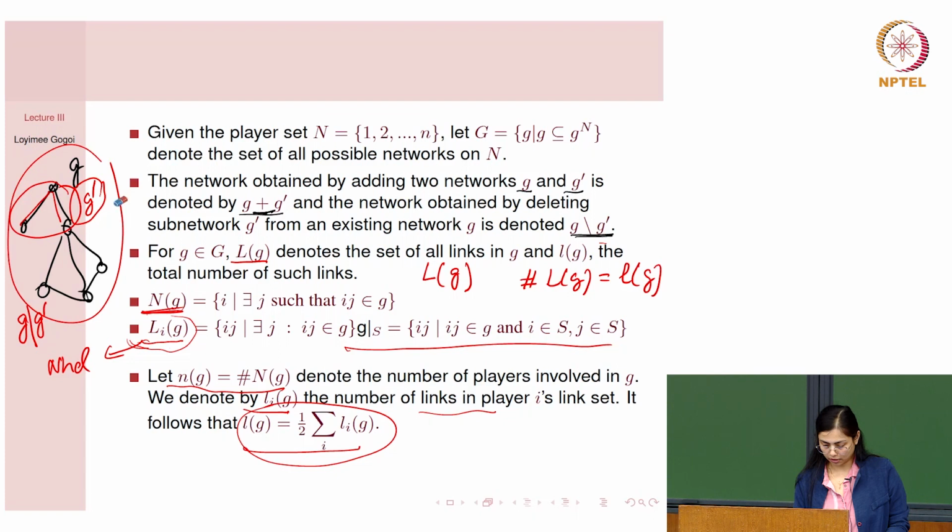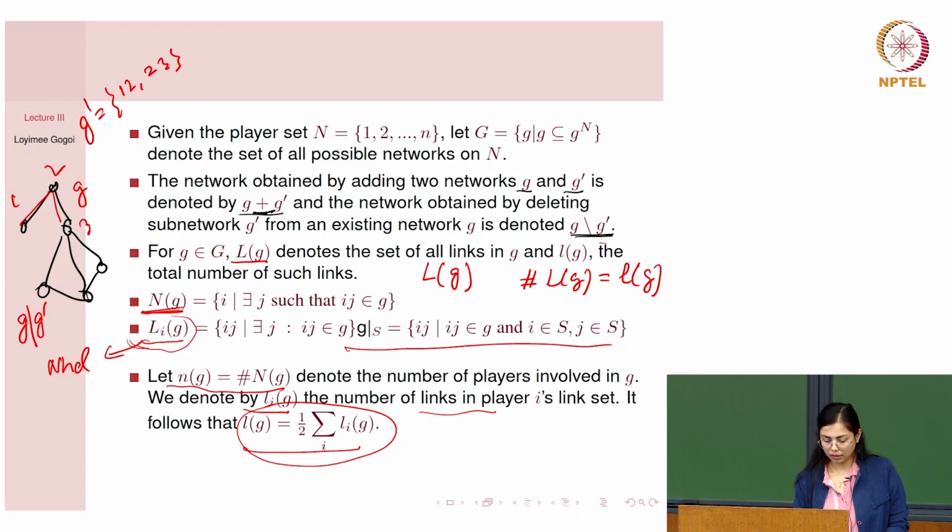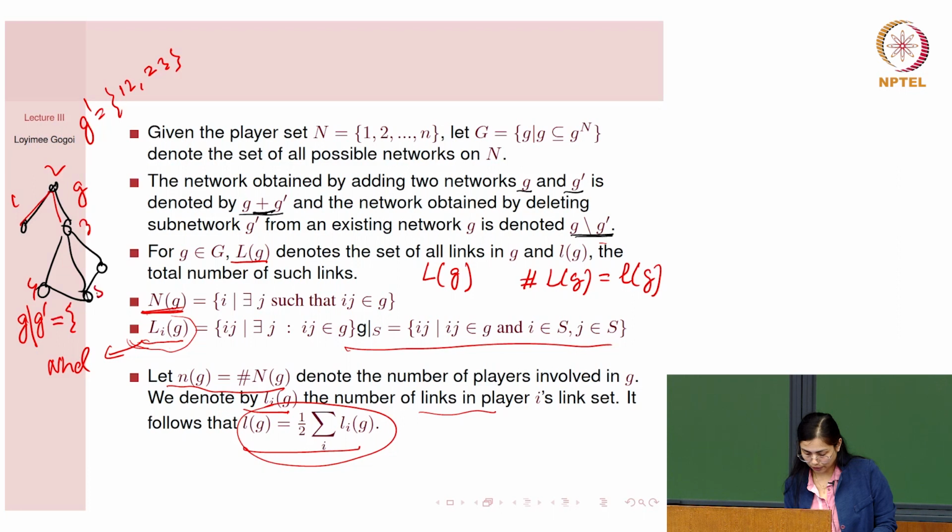Let me erase this part. If I say this is my whole G, let me label it. My G prime is 1, 2, 2, 3. So I want to delete the links 1, 2 and 2, 3 from G. I am just saying that from this network I want to delete them. So it will be simply 4, 5, 6, 3, 4. There is a set difference. So it will be like only this network.